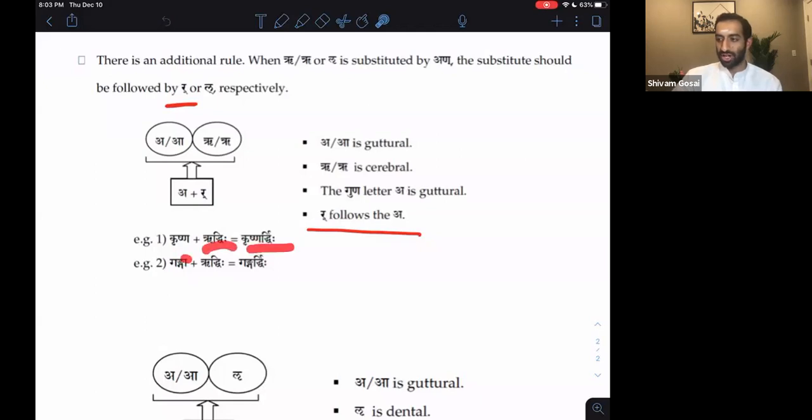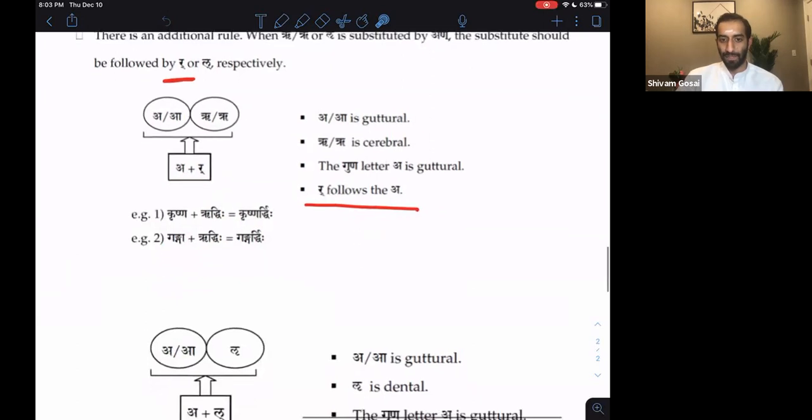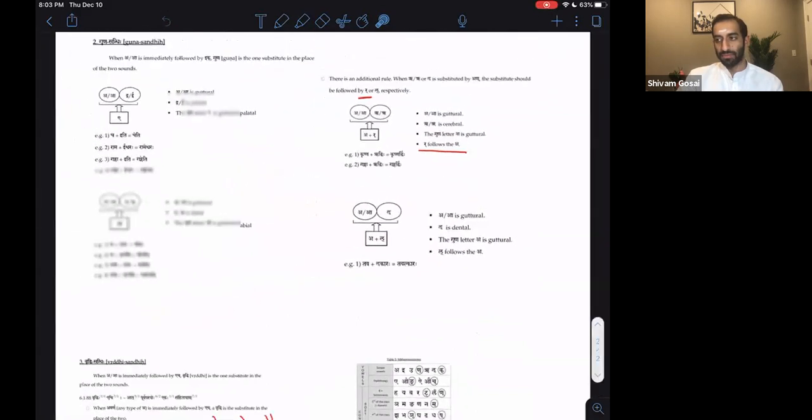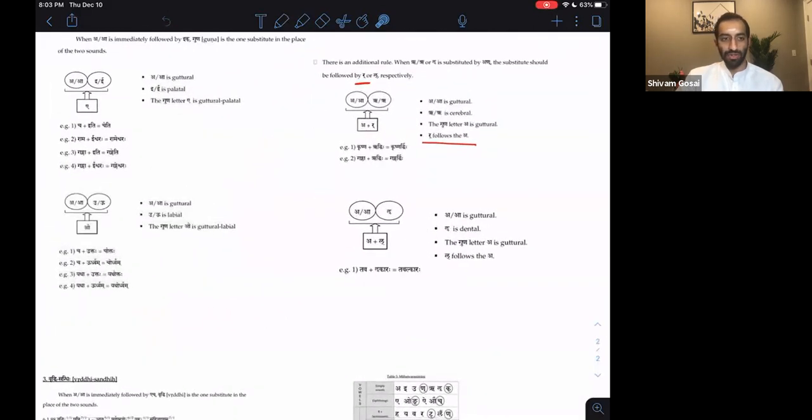Krishna plus riddhihi, Krishna riddhihi. And if it's long, it becomes short as well. Ganga plus riddhihi becomes Ganga riddhihi, because it's always short akara plus repa. Tava plus lakaraha, tava lakaraha. This letter you never really see too much. Okay, so we remember guna sandhi. Thumbs up if you feel okay with guna sandhi.